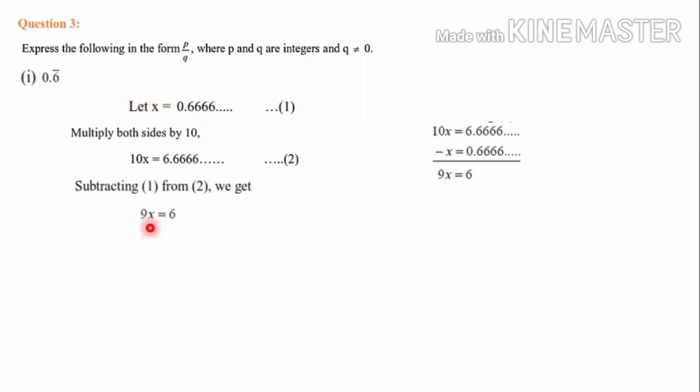It is written here, 9x is equal to 6. From here we can calculate the value of x. This 9 will move to the right, that is 6 divided by 9. That is x is equal to, when you cancel 3 here, 3 2s are 6 and 3 3s are 9, so 2 divided by 3 we will get as the answer. Therefore 0.6 bar, this is the given question, is equal to its p by q form, 2 by 3. Next we shall discuss the second part of the question, that is 0.47 bar.